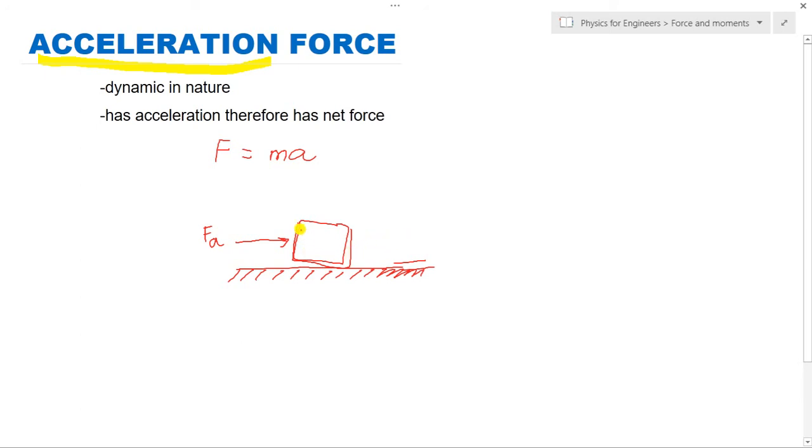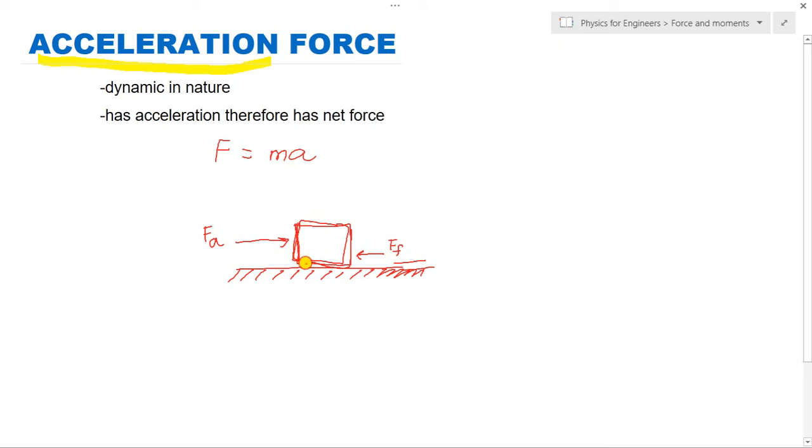And then of course, if we consider some frictional force, let's say the ground is rough, then you also have a force acting to the left, which is our frictional force. Of course, this is the resisting force. It is what resists the movement of our object.